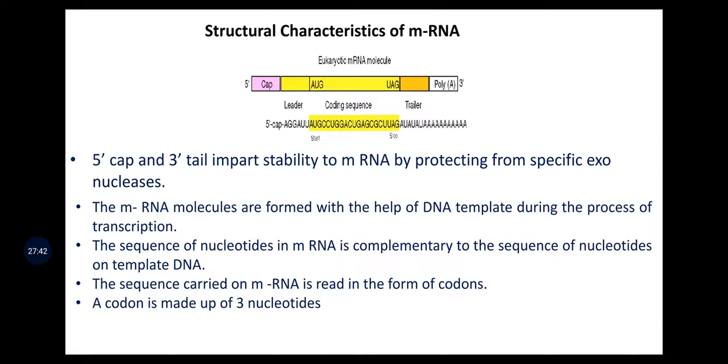The mRNA molecules are formed with the help of a DNA template during the process of transcription. The sequence of nucleotides in mRNA is complementary to the sequence of nucleotides on the template DNA. The sequence carried by mRNA is read in the form of codons, and a codon is made up of three nucleotides.